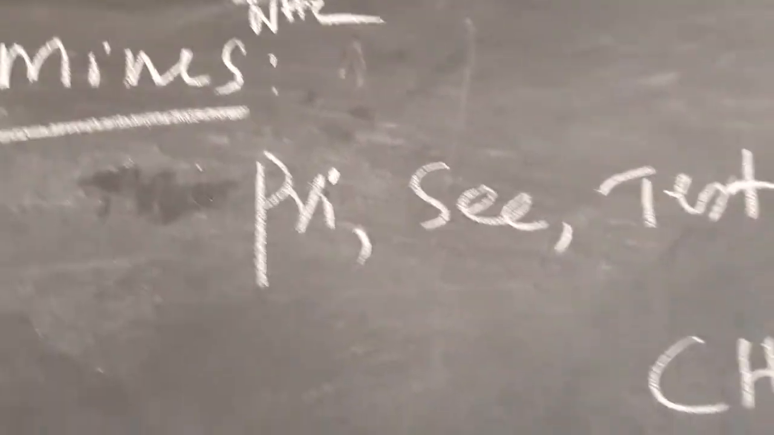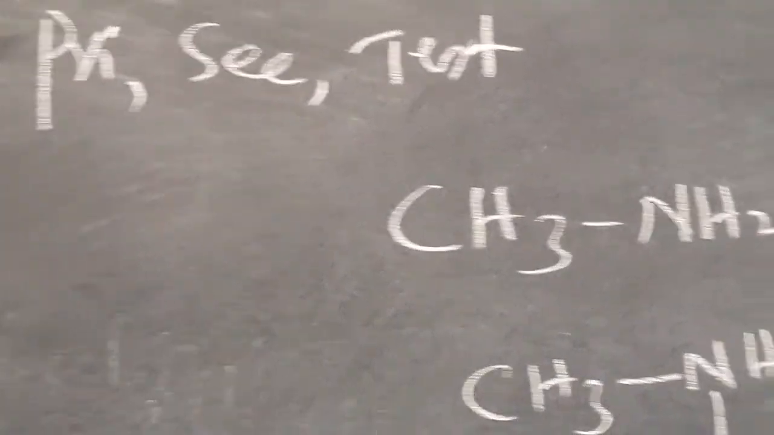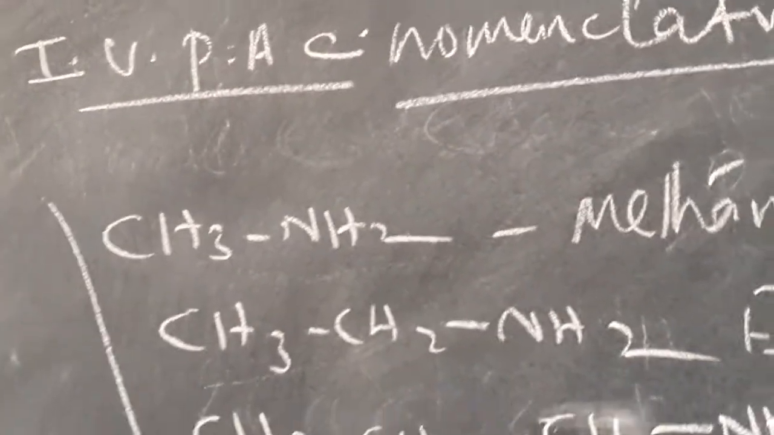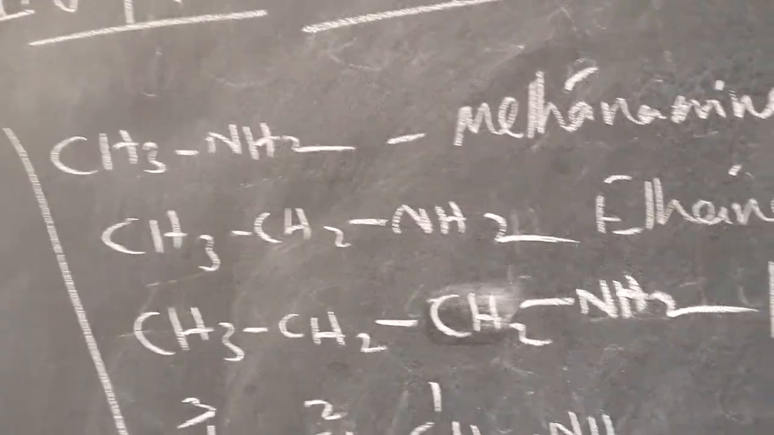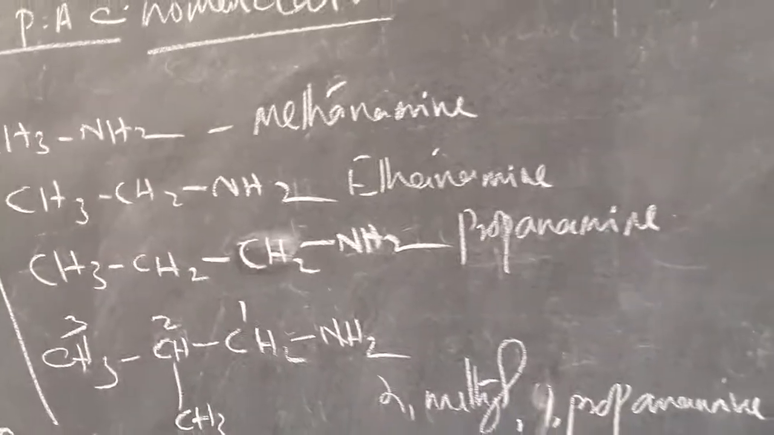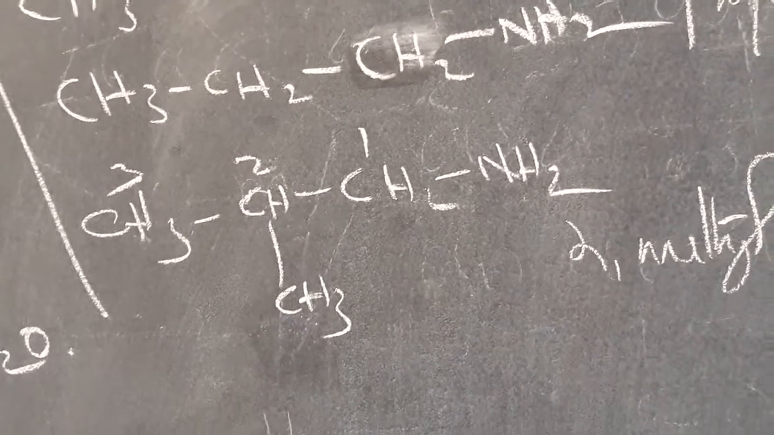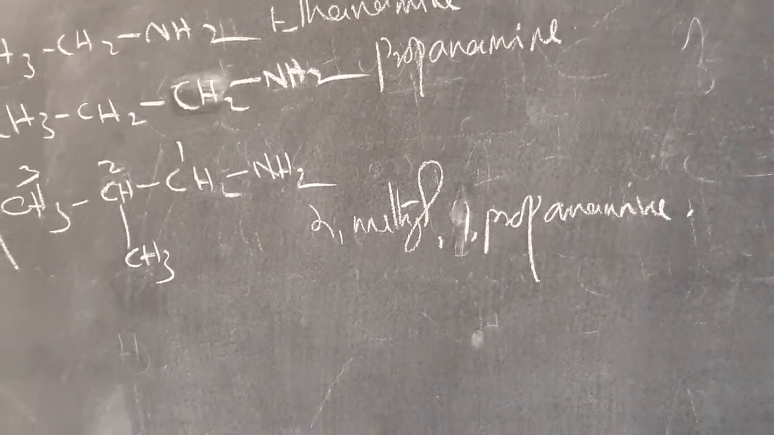When I come to the amines, this chapter, they can be of three forms: primary, secondary and tertiary, and I told you how you can distinguish between them. Here I have written the IUPAC nomenclature for simple compounds. They are named methanamine, ethanamine, propanamine, butanamine, pentanamine, and you have to mention the side group, for example 2-methyl propanamine.